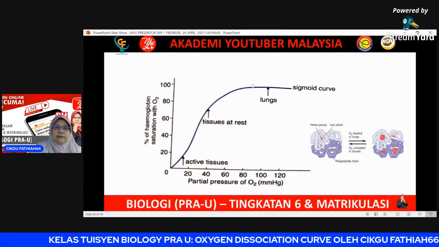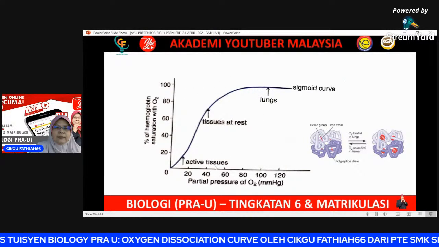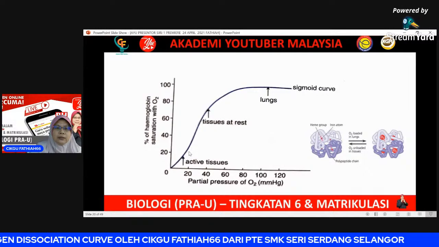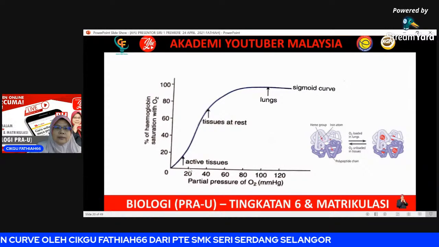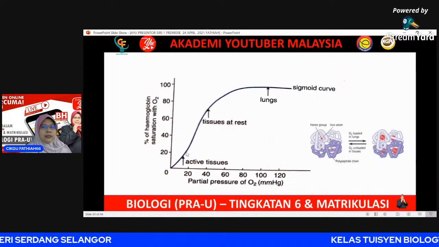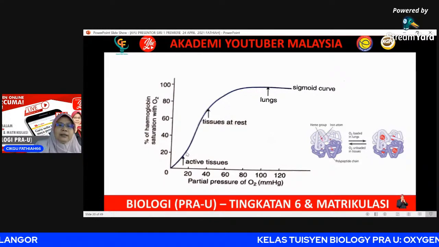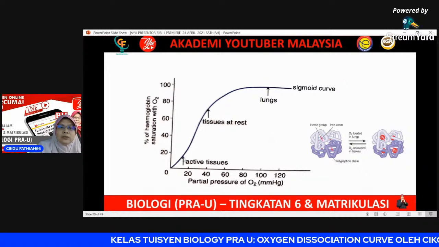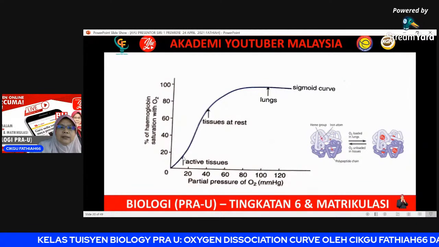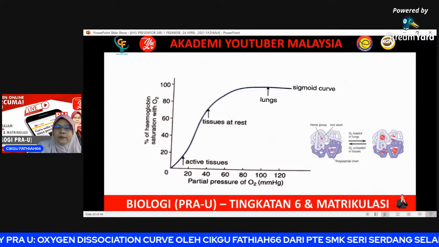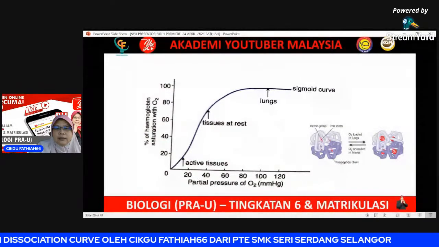The value there is 95%. Okay, for active tissue at 20, the saturation of hemoglobin is below 20%. So at this area, oxyhemoglobin tends to dissociate. And at this area, the affinity of hemoglobin to oxygen is low.